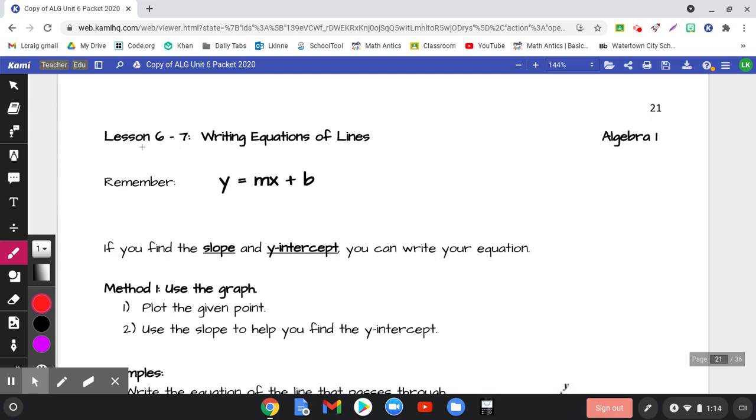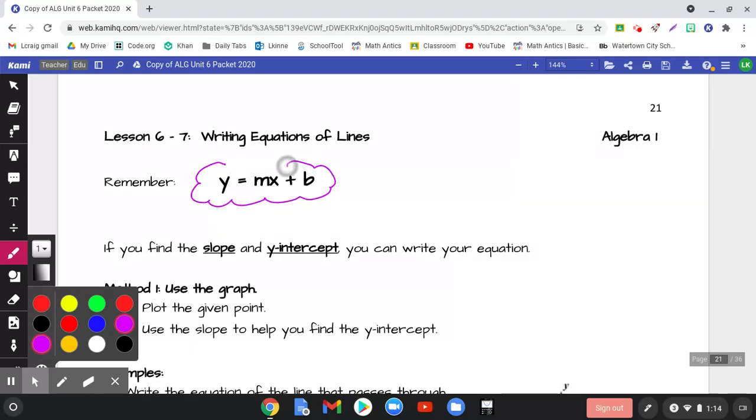Hi, everybody. Welcome back. Today we're going to look at lesson 7, which is writing equations of lines. This is going to be a shorter video after lesson 6 was so long. So just remember this equation right here, y equals mx plus b. We've been working with it for a while.